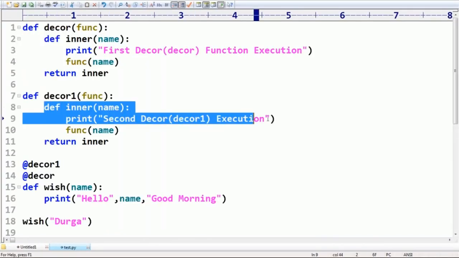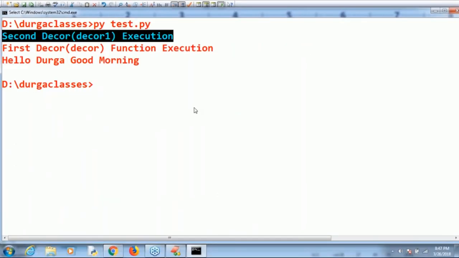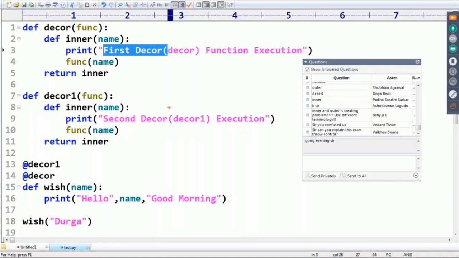Don't get confused. This one only. Next, after that, what is the next one that got executed? The @decor is nothing but the first decor got executed. So don't get confused. Remember that. Take special care about this terminology: it is always going to consider from top to bottom.